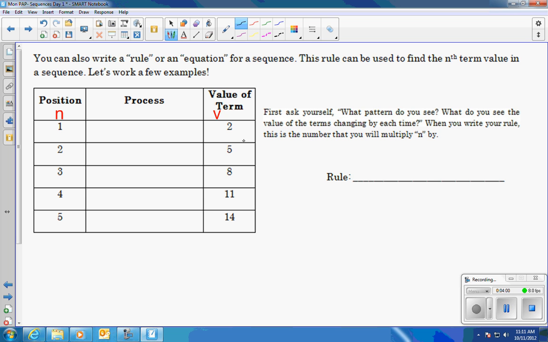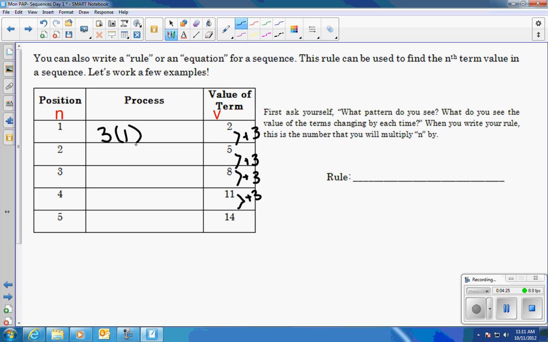So first we need to figure out what our pattern is. We are adding 3 each time. Once we add 3, what that is telling us is that every time we go to a new position, that's the amount it's changing by. So when we write our rule, that's what we multiply our position number by to get our answer.